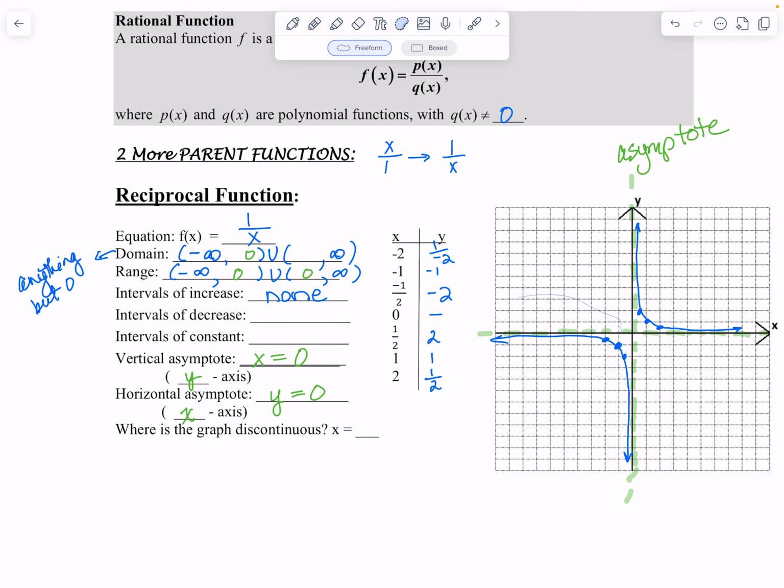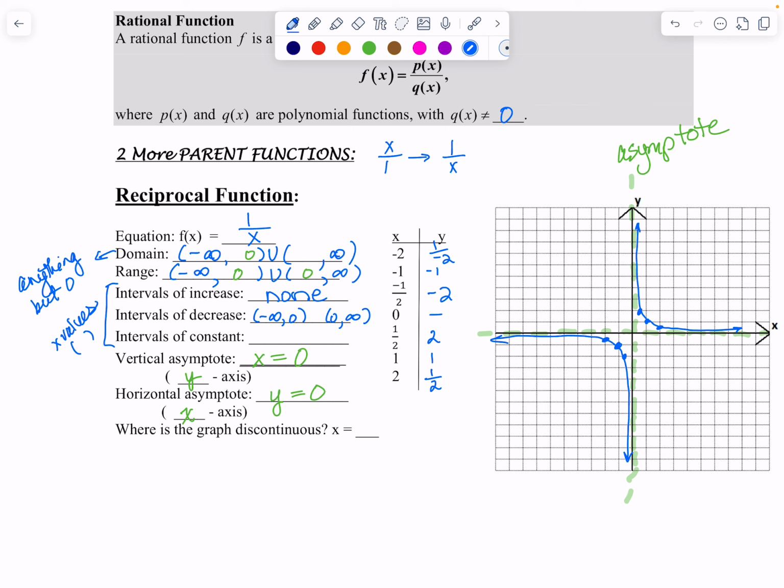But I do have some intervals of decrease. Notice that on the left-hand side of the y-axis, it's always going down. And on the right-hand side, it's always going down. So I have two parts of my graph that are always going down. The first one is from negative infinity to 0. Remember, your intervals of increase, decrease, and constant are always your x values and always parentheses. So the interval of decrease is negative infinity to 0 and 0 to infinity.